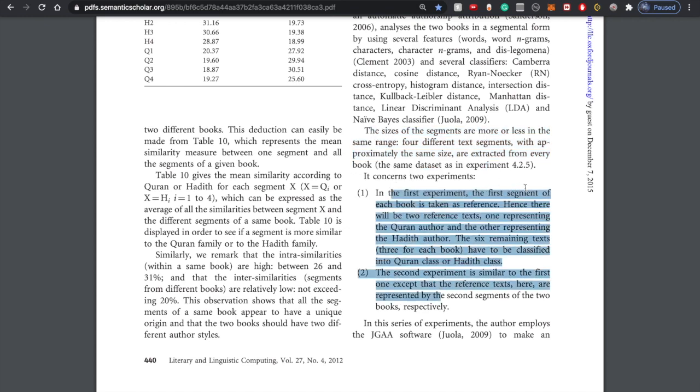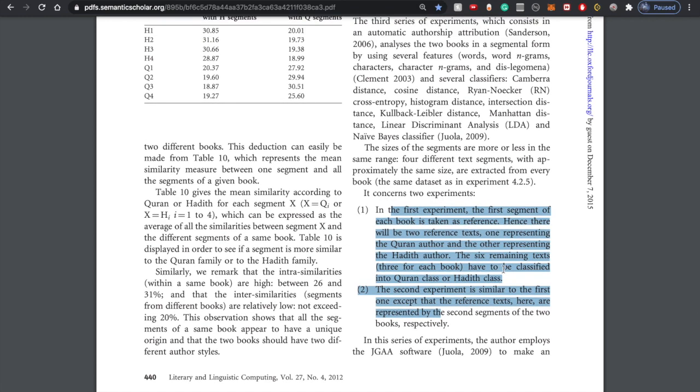In the first experiment, the first segment of each book is taken as a reference. Hence, there will be 2 reference texts, one representing the Quran author and the other representing the Hadith author. The 6 remaining texts, 3 for each book, have to be classified into Quran class or Hadith class. And the second experiment is the same, but just the second segment is taken for reference. So again, what they did was they got 4 segments from the Quran and 4 segments from the Hadith.